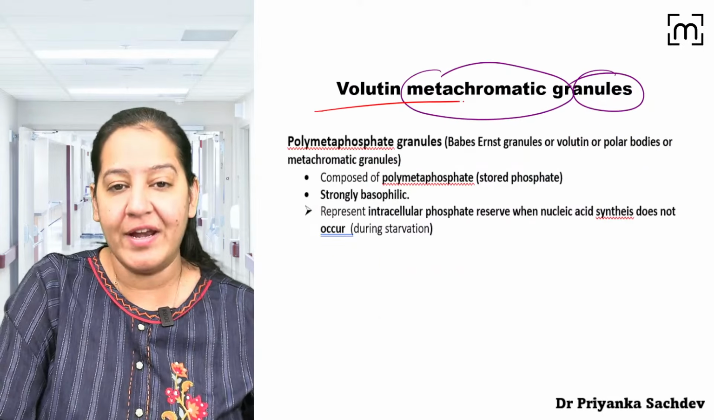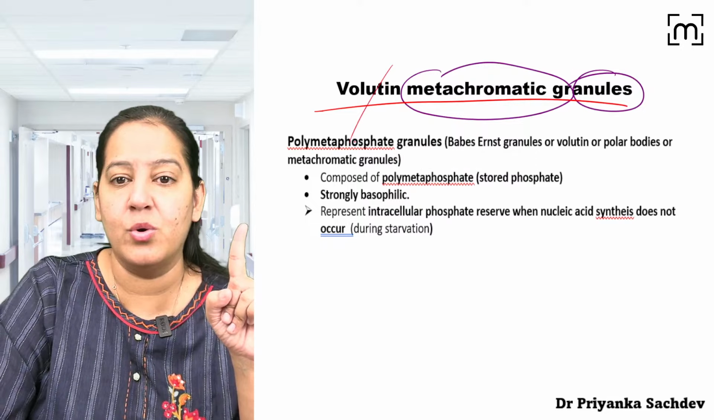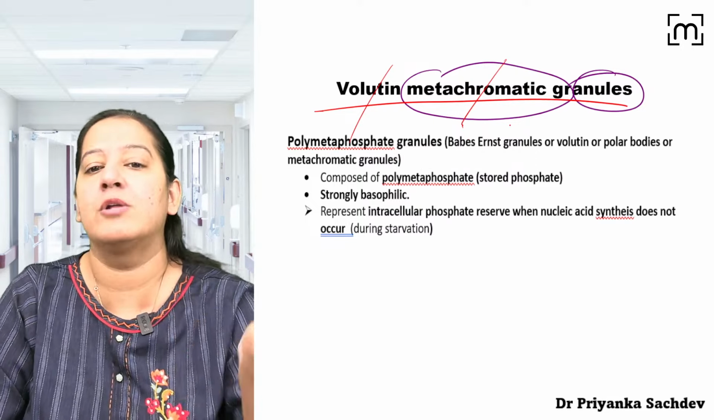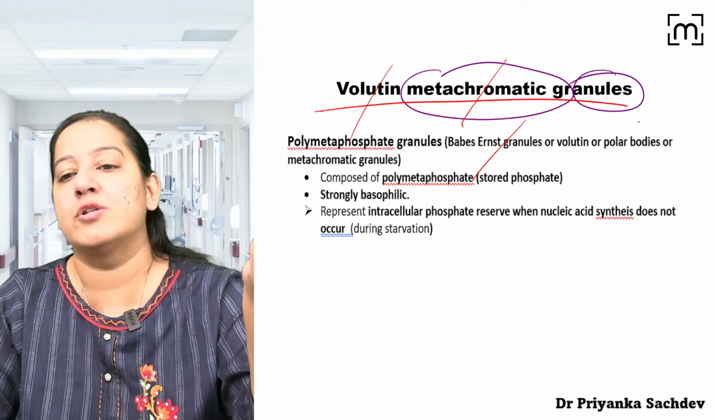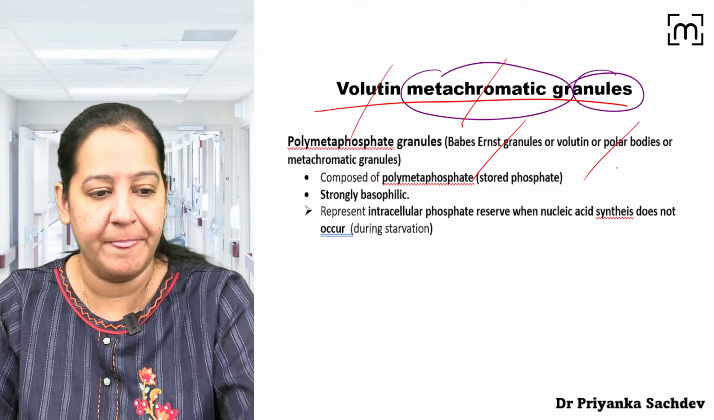So what are volutin granules? Volutin granules, also known as metachromatic granules. They are also known as Babes-Ernst granules. They are also known as polar bodies, right?